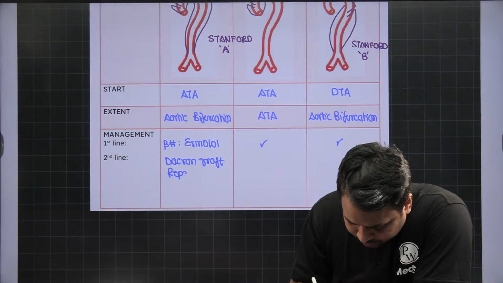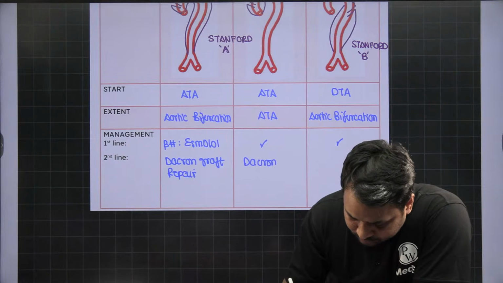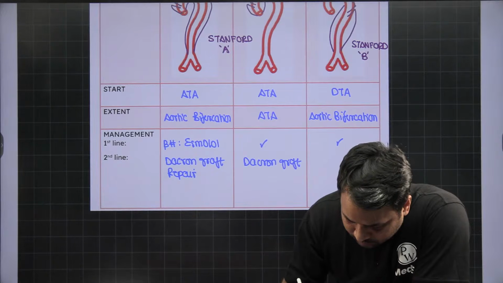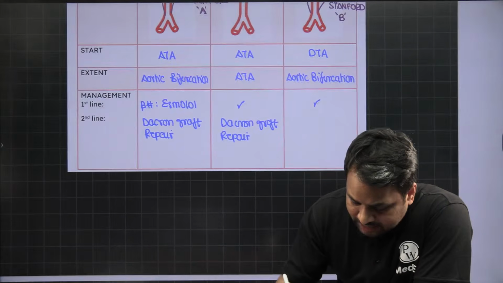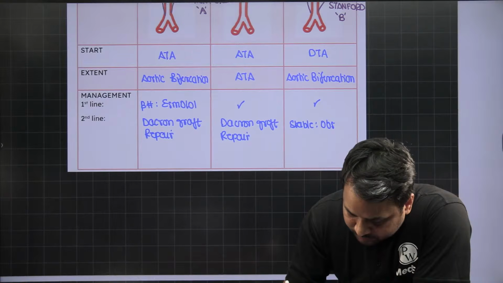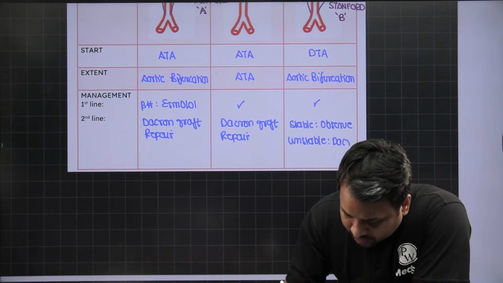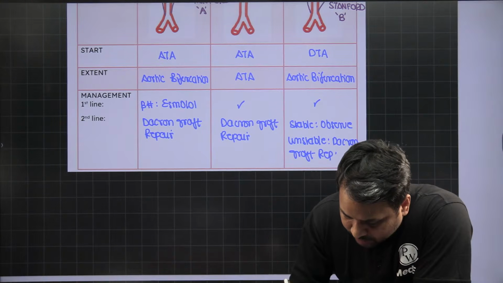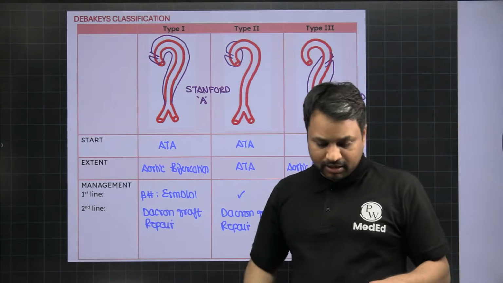Here, we usually prefer Dacron graft repair. In type 3 or Stanford B, if the patient is stable, then observe. If the patient is unstable, then here also Dacron graft repair. Then go ahead with Dacron graft repair. So this is on the basis of aortic dissection.